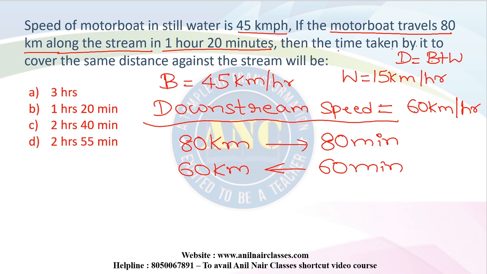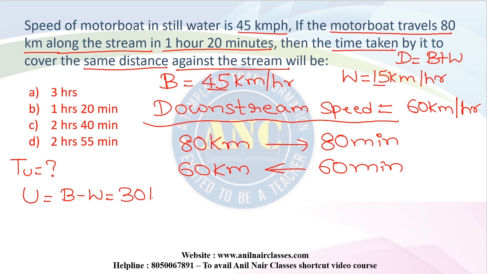Find the time taken by the boat to cover the same distance against the stream. Time taken is the question. That means they are asking you upstream time. To find upstream time, let us first calculate upstream speed. Upstream speed is B minus W. B is 45, W is 15. 45 minus 15 is 30 kilometers per hour.